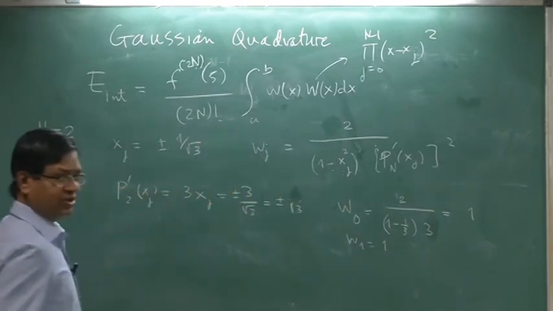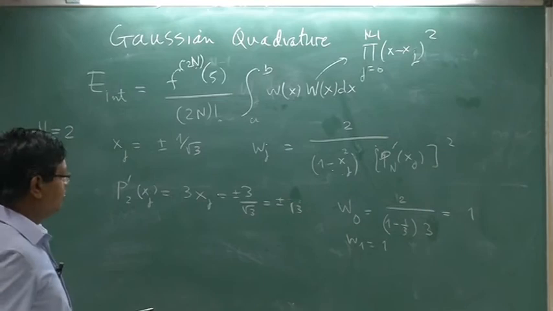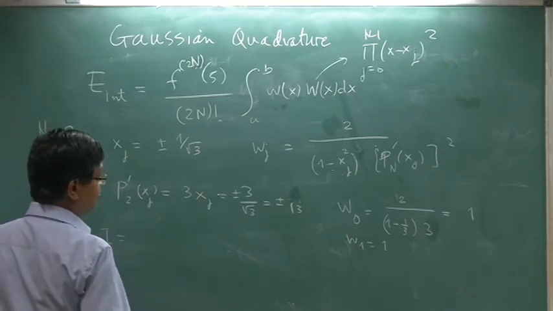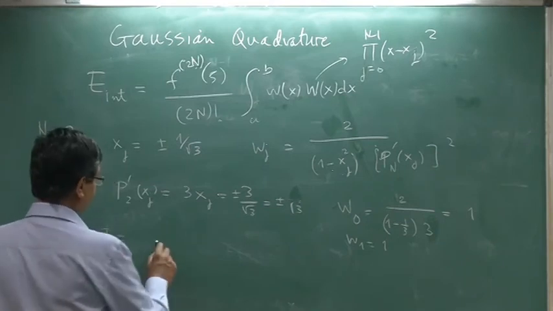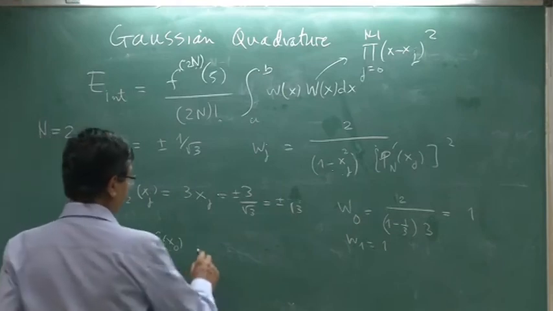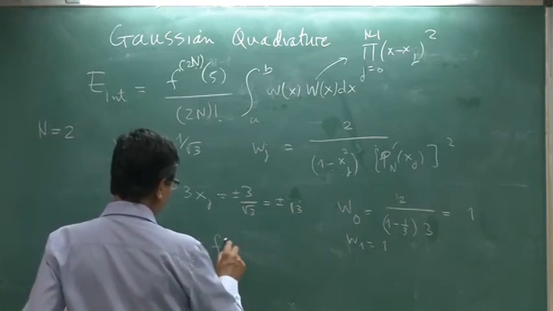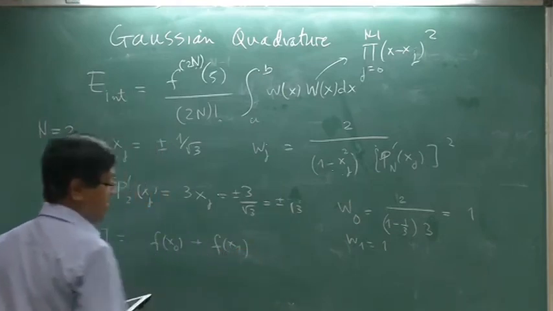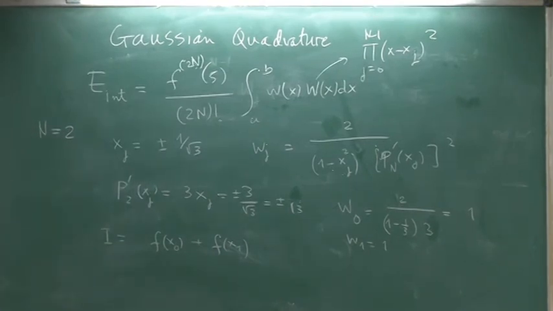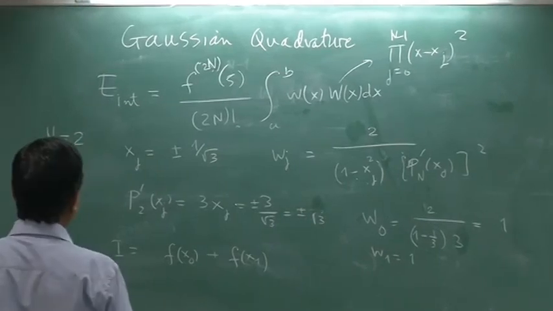So my formula, what should I write for n equal to 2? My integral is w0 f of x0, because w0 is 1 and w1 is also 1, plus f of x1. Okay, that is it. This is straightforward, no? It will give you cubic order accuracy. Okay, so now let us do the next one, n equal to 3.